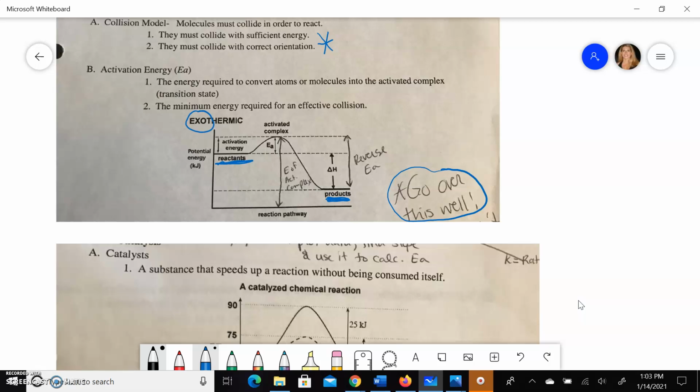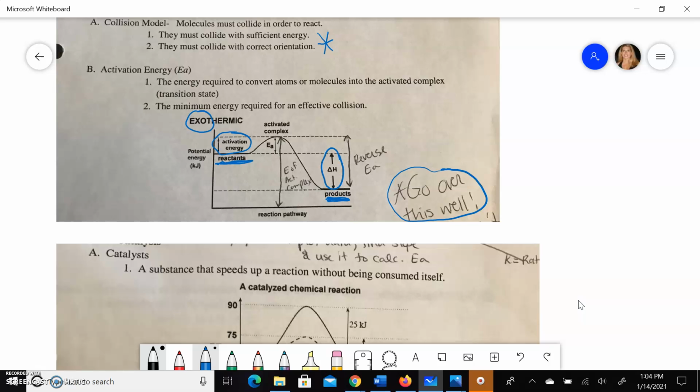The activation energy is the energy the reactants have to gain to get over the hill. So you're not going to go all the way down to the x-axis. You just start at the reactants and go to the top of the hill. So that's the activation energy. The enthalpy is the difference between the reactants and the products. So this right here is the enthalpy.